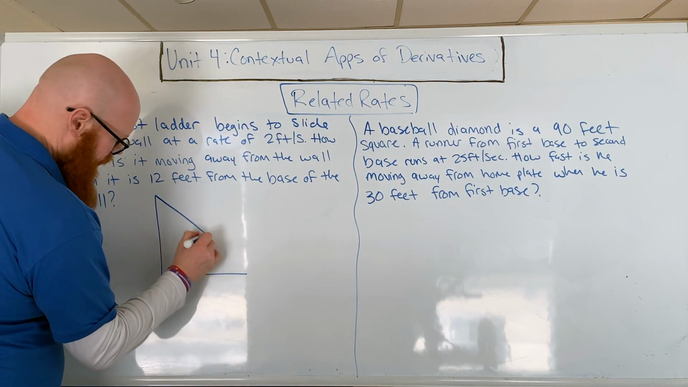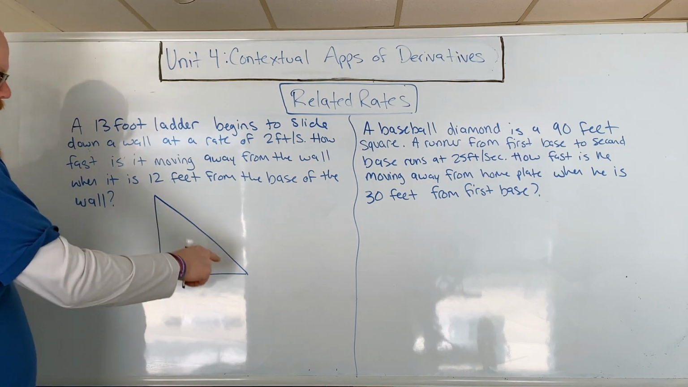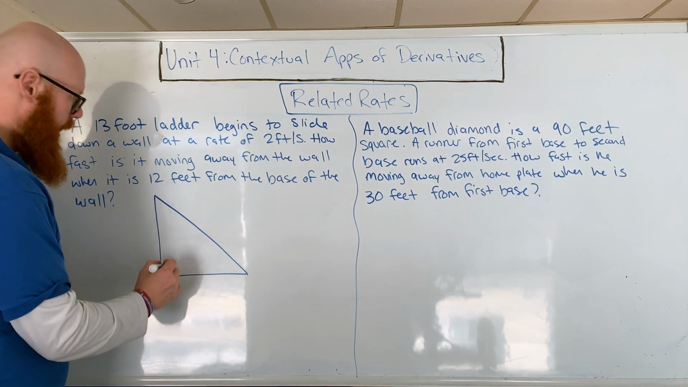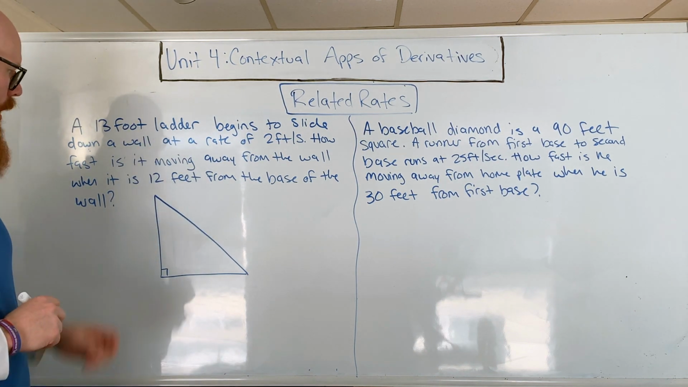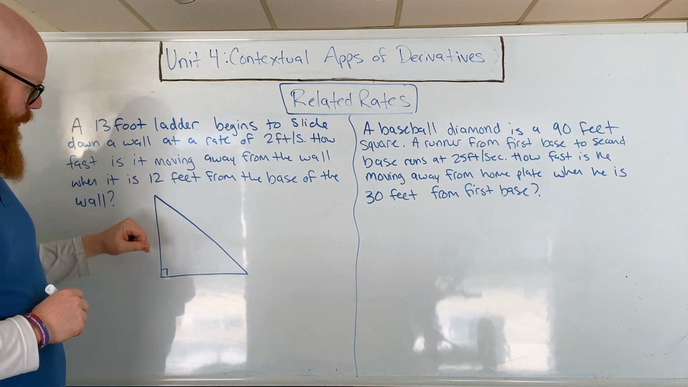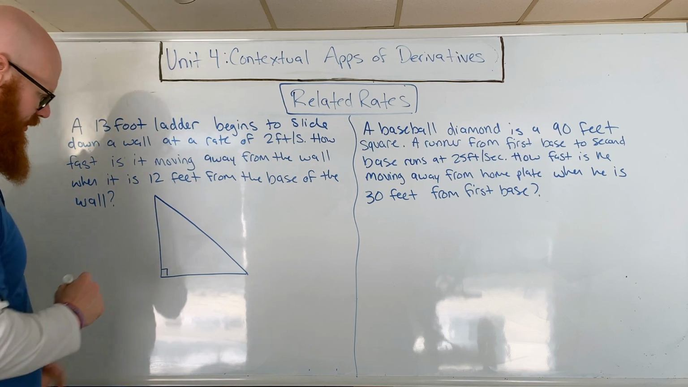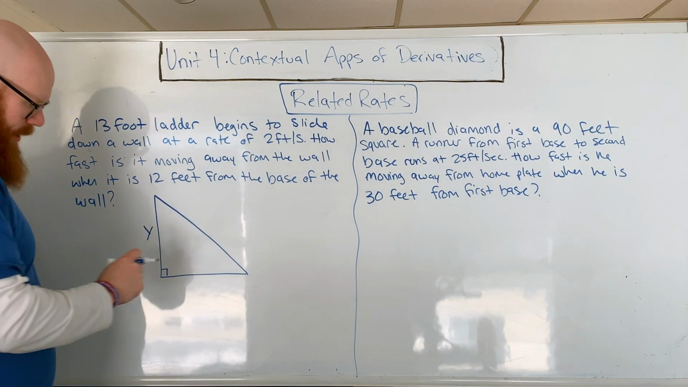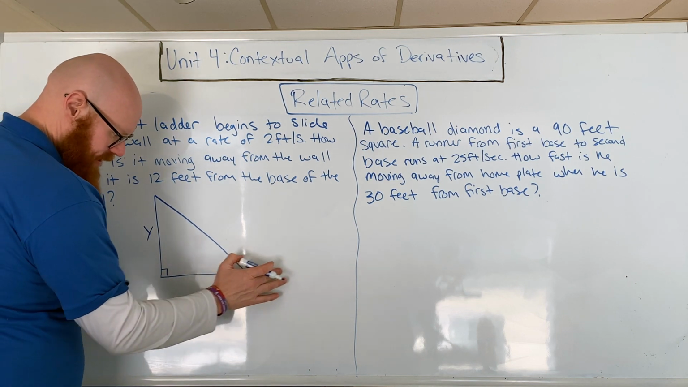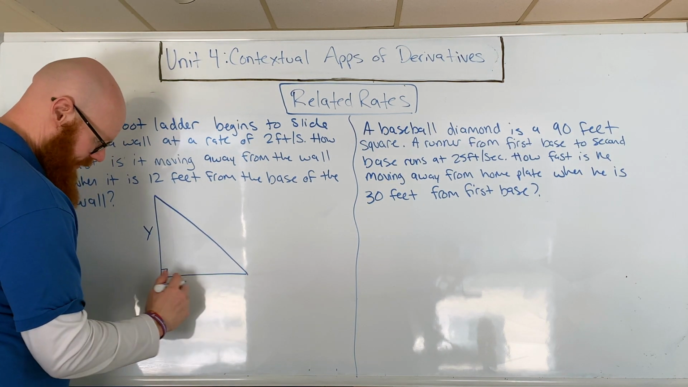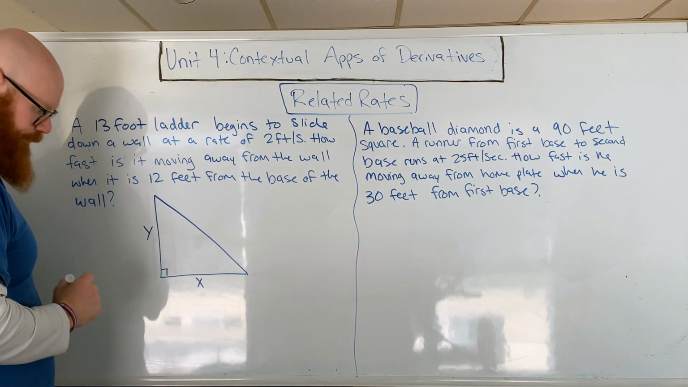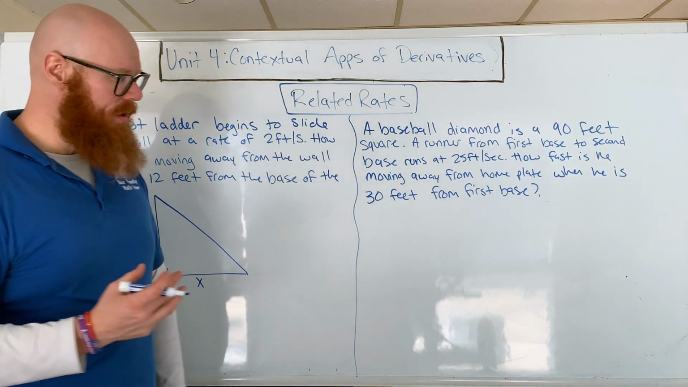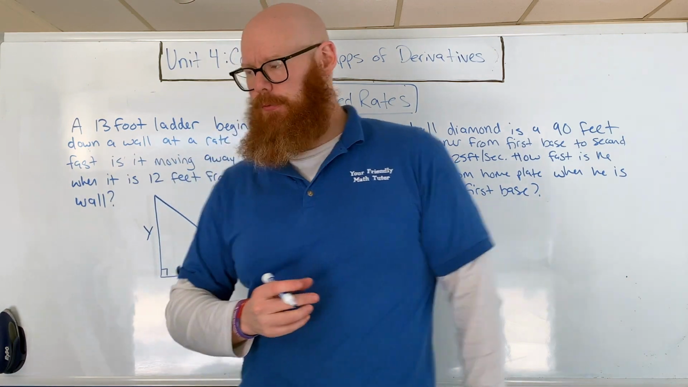So we've got this ladder that is the hypotenuse of a right triangle and begins to fall down the wall. So what happens is, as the ladder begins to fall, this distance is going to change. So I'm going to call that y. Also, as the ladder falls, this distance here, its distance from the base of the wall, is also going to change.